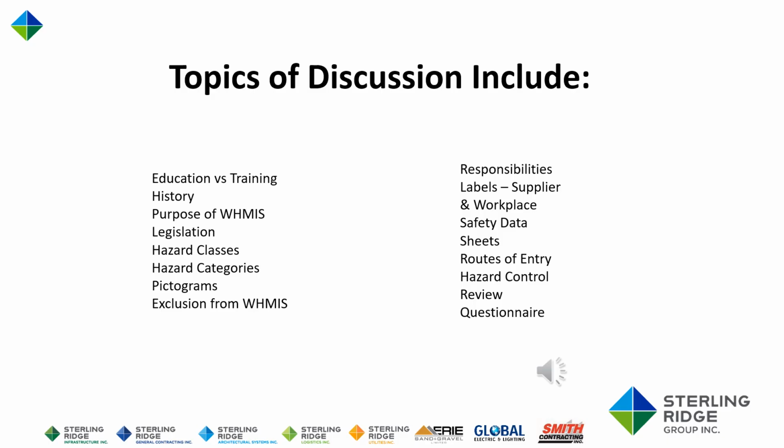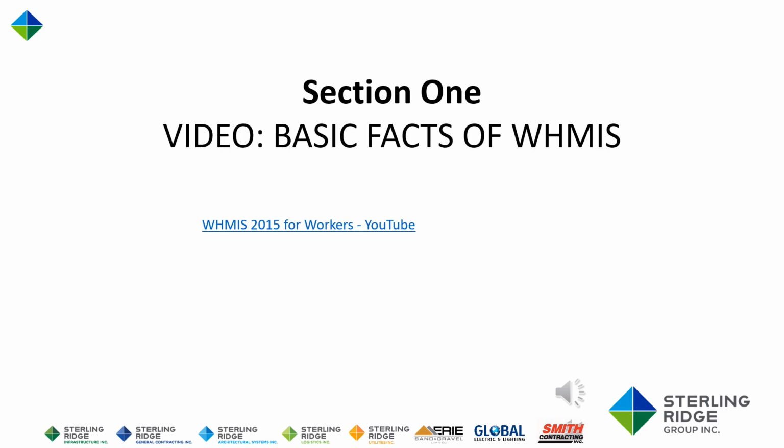Topics of discussion include education vs. training, history, purpose of WHMIS, legislation, hazard classes, hazard categories, pictograms, exclusion from WHMIS, responsibilities, labels, supplier and workplace, safety data sheets, routes of entry, hazard control, review questionnaire, Section 1. Click the link below to watch some basic facts about the Workplace Hazardous Materials Information System.